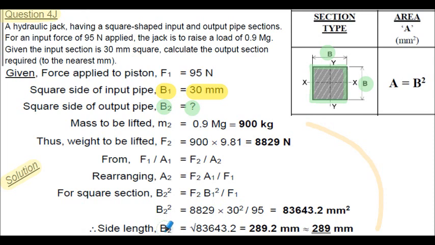The final side length for B2, the output section, is 289 millimeters. That's rounded to the nearest millimeter. As an aside, there could be an argument for rounding to 290 millimeters to actually ensure we comply with the specification and can raise the 900 kilograms, 0.9 megagrams stated in the question. But ignoring that consideration, 289 millimeters is the answer stated to question 4.